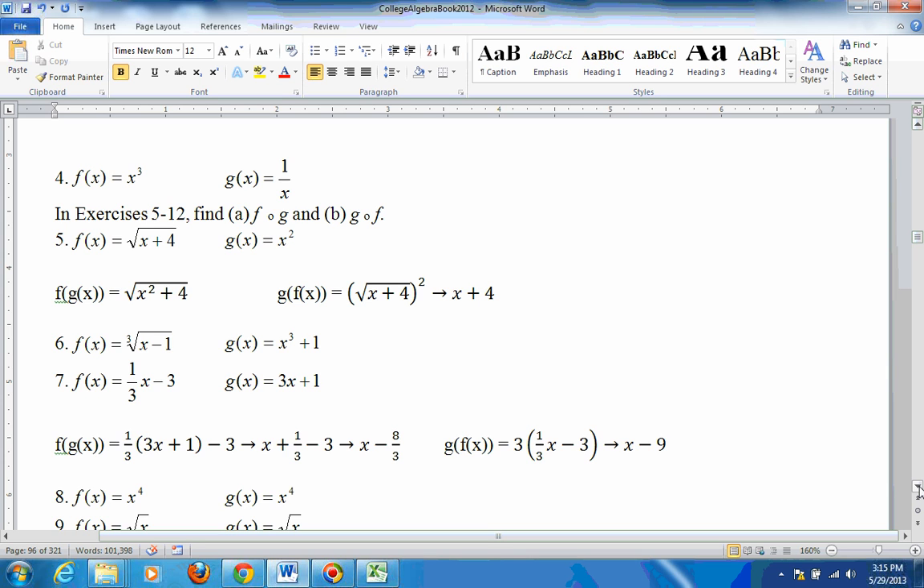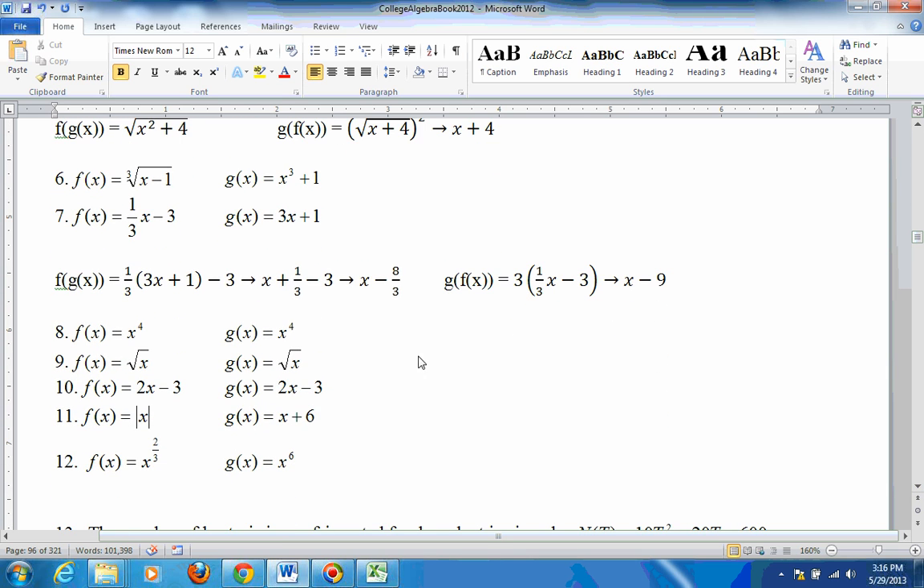On 7, here are the two functions, and f of g of x, that means taking the g of x and substituting it in there for x. So it would be 1/3 times that g of x, 3x plus 1, minus 3. Taking the 1/3 through, 1/3 times 3x is x, and 1/3 times 1 is 1/3, and then minus the 3. And if you do 1/3 minus 3, which is 9/3, you would get minus 8/3. So you get x minus 8/3.